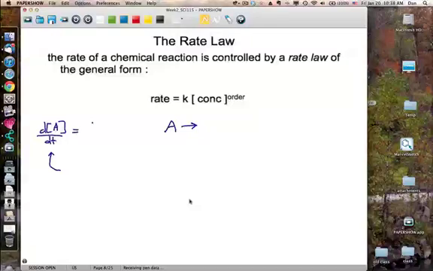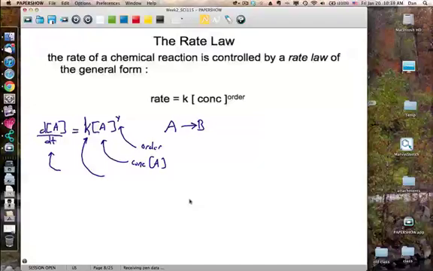for A going to B. The change in A as a function of time turns out to be equal to some constant times the concentration of A raised to some power, which we call the order. And this little k here, this is a small k, is the rate constant. Every reaction can potentially have a different form of the rate law. Just because it's in the stoichiometry doesn't mean it shows up in the rate law.